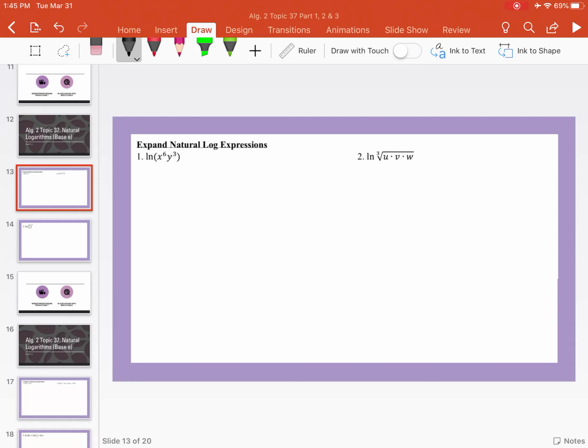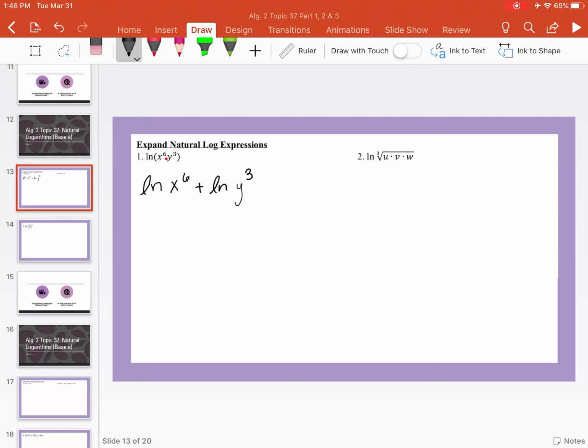So here we have ln of x to the sixth, y to the third. Well, what do we notice first? What operation do we see? We see that there's multiplication in this argument right here. So we know with multiplication that this translates to addition with logarithmic properties. So we have ln of x to the sixth plus ln of y to the third.